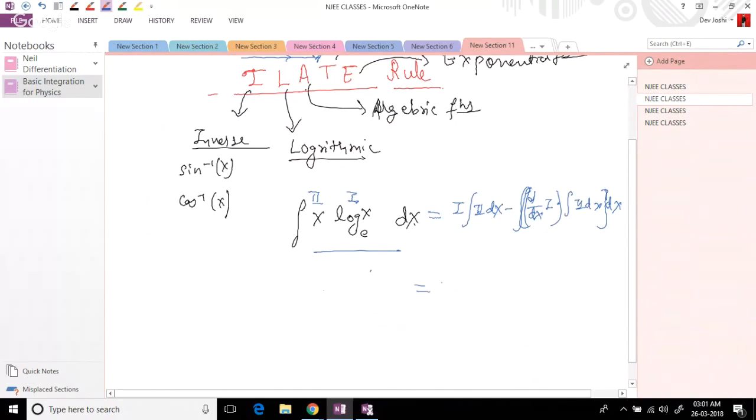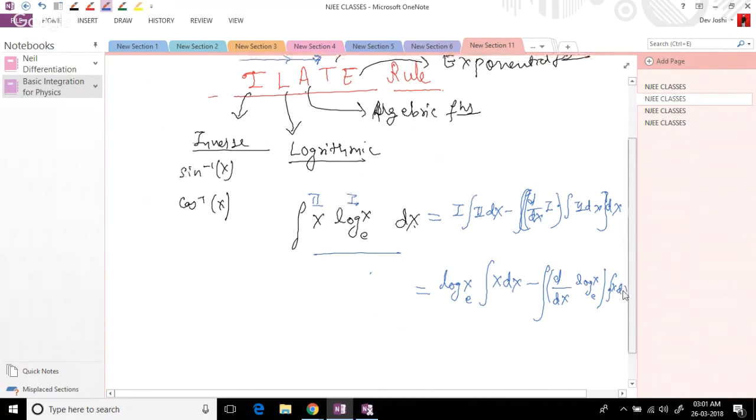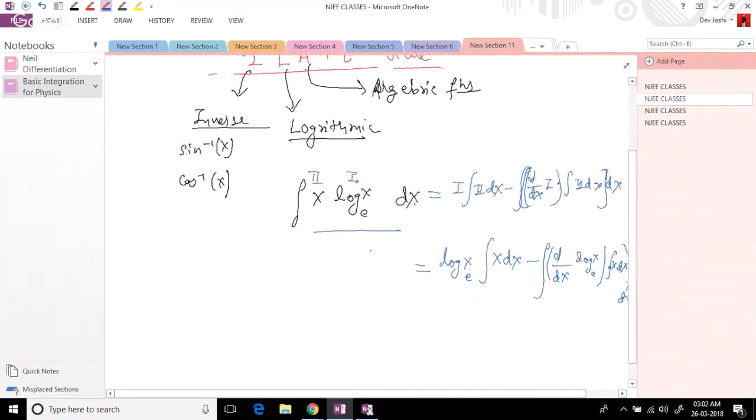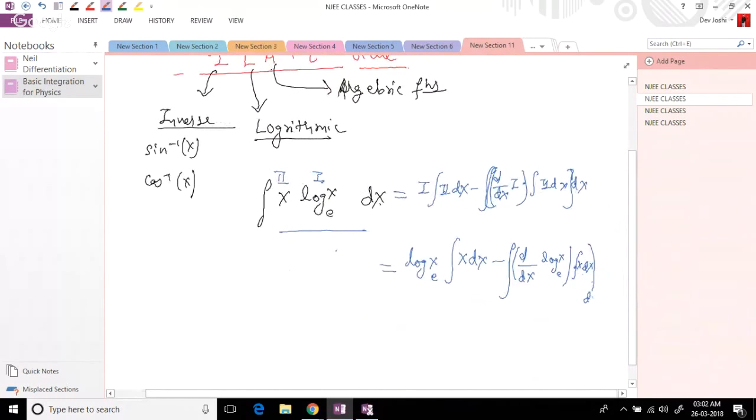First means log x on the base e, into integral of second dx, integral of x dx, minus integral of differentiation of first, log x on the base e, multiplied by integral of second dx, meaning x dx, the whole integration. This is what we have, correct? So that is going to be equal to log x on the base e into integral of x dx. So what is the integral of x dx?